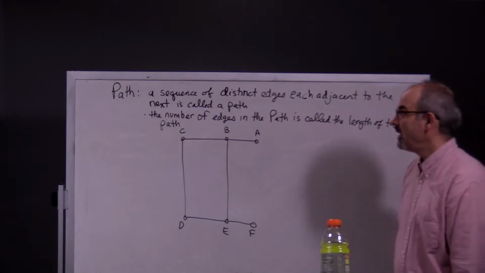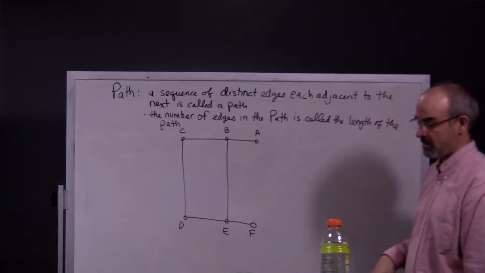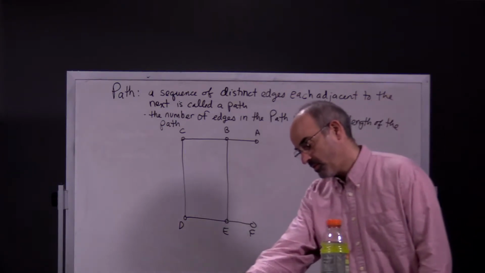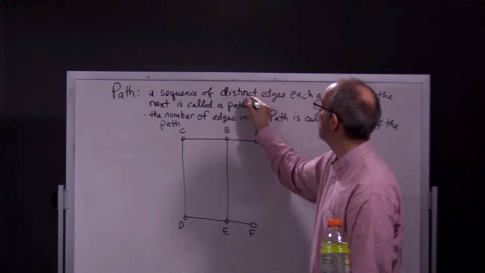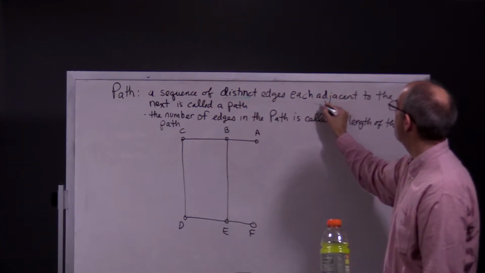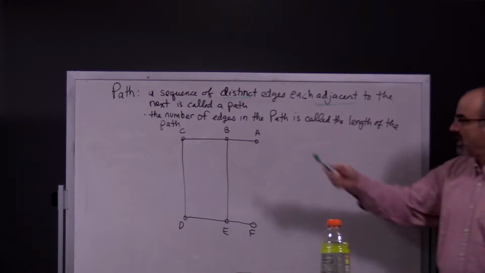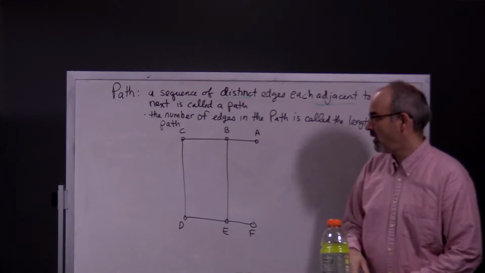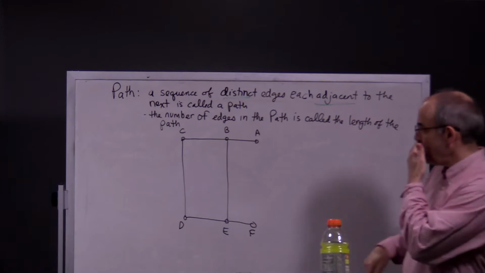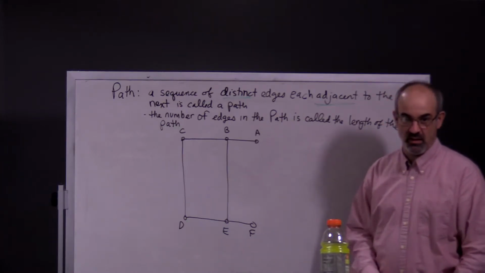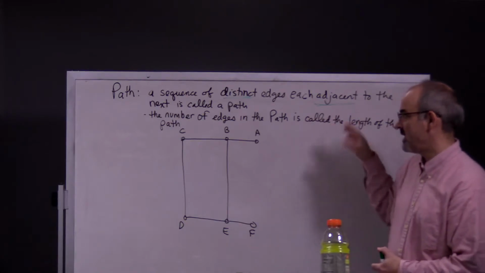So a path is a sequence of distinct edges, each adjacent to the next. Okay? So there's a couple words in here that are important. Distinct and adjacent. So distinct means different, basically. So that means you can't use the same edge twice. Adjacent just means next to.